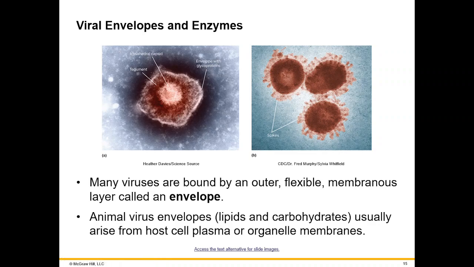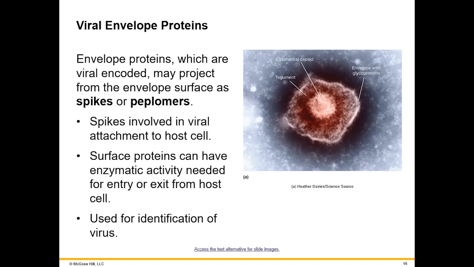So here is an enveloped virus where we have the protein spikes. An example for this one would be the SARS-CoV virus. So many viruses are bound by that outer flexible membranous lipid layer. This is the envelope. It is usually found in animal viruses because they emanate from the host cell plasma or organelle membranes. So the viral envelope proteins are virally encoded. So they are basically quite a quote-unquote copyright of the virus.